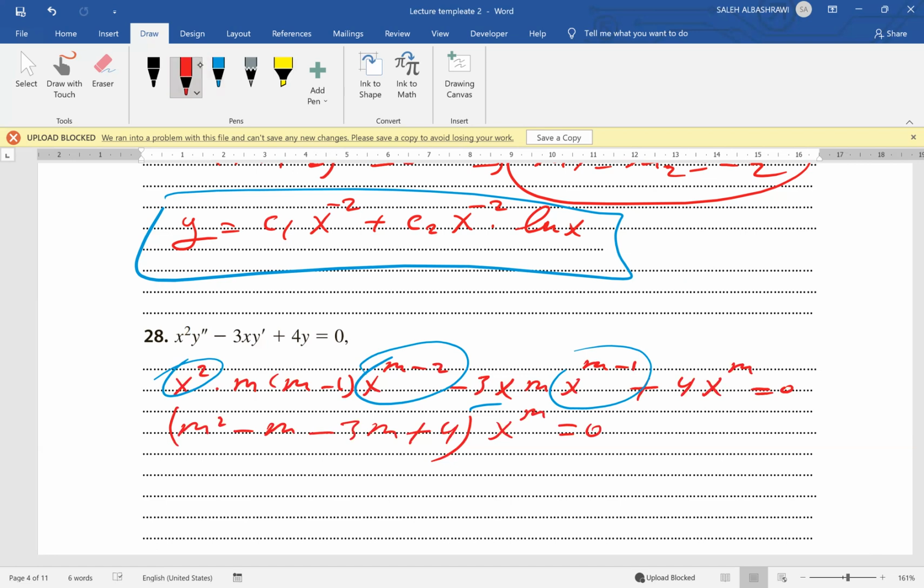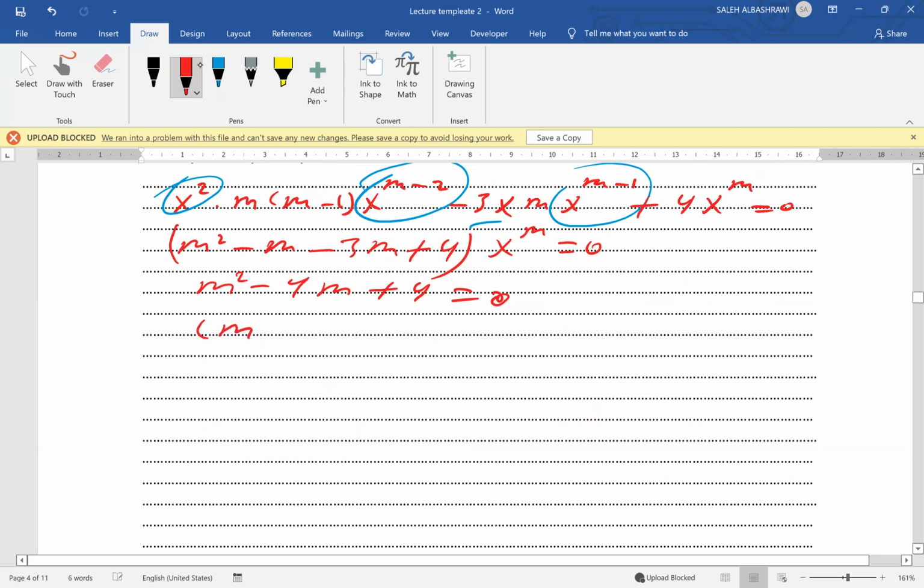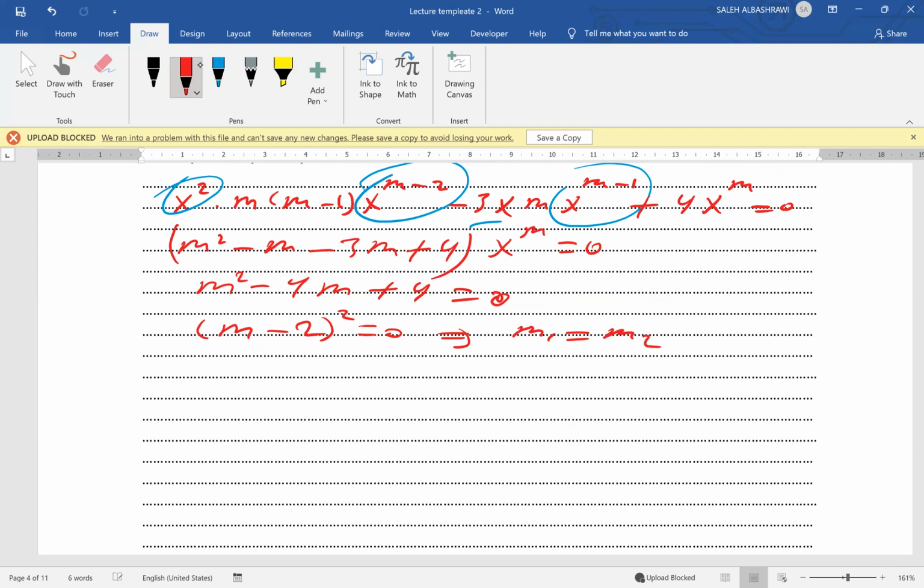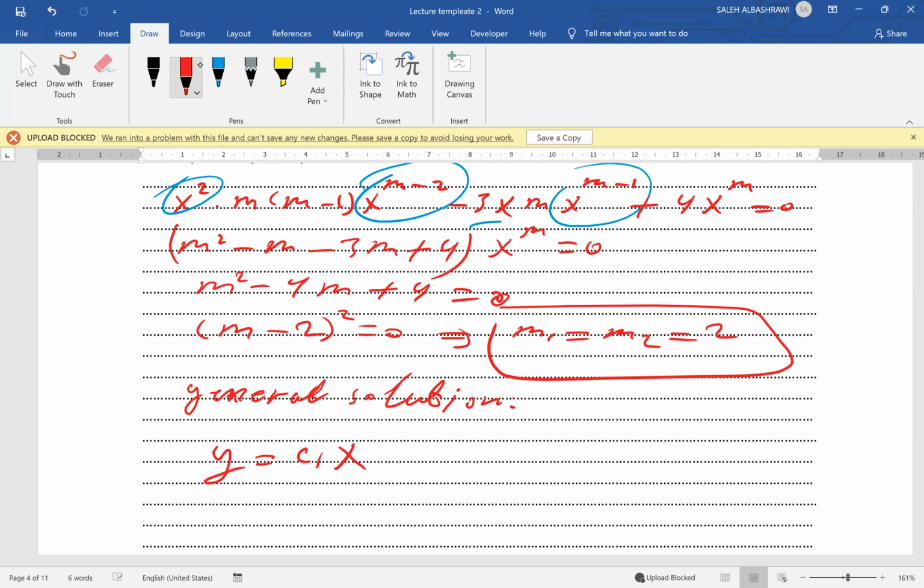So the auxiliary equation can be written now as m squared minus 4m plus 4 equal to 0. Also, this is a perfect square, which can be written as m minus 2 to power 2 equal to 0. That will give me m1 equal to m2 equal to 2. So it is a repeated root. So the general solution will be y equals c1 x to power m, which is 2, plus c2 x to power 2 multiplied by ln of x.